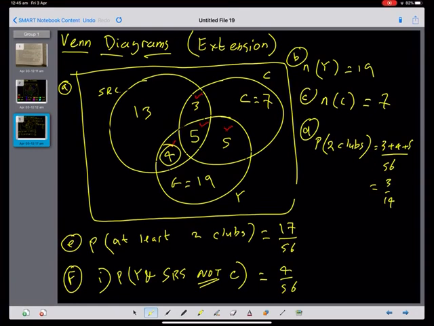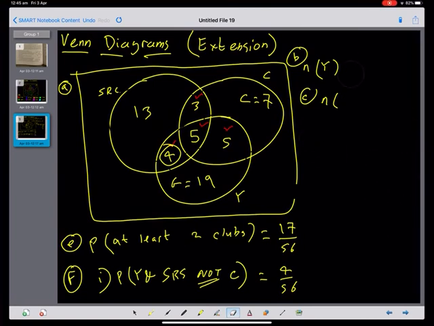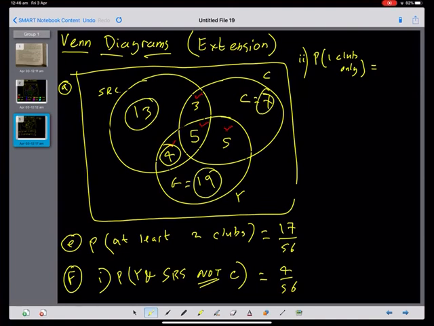Okay, let's make some space. II says only 1 club. Probability 1 club only. Okay, so the probability of 1 club only is going to be here, here, and here. And if you add all those up, we're going to get 39 over 56.